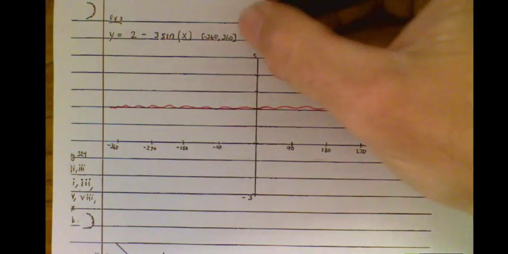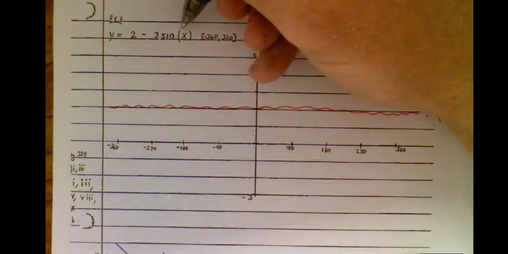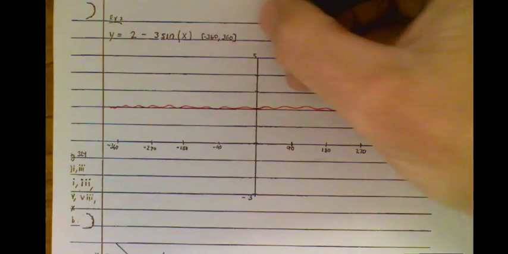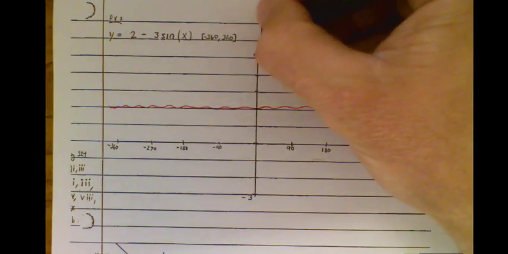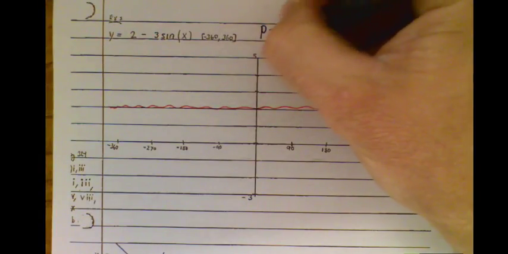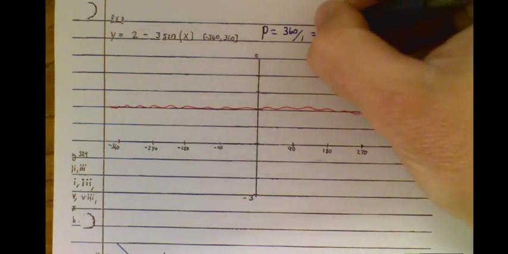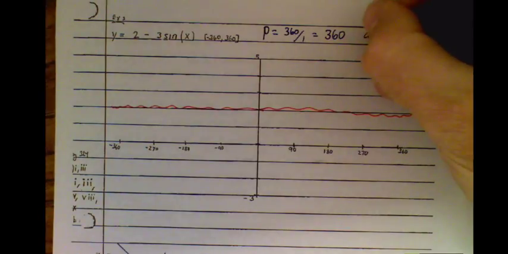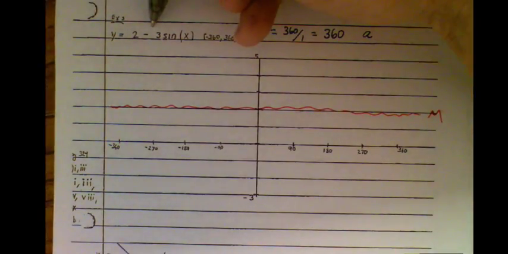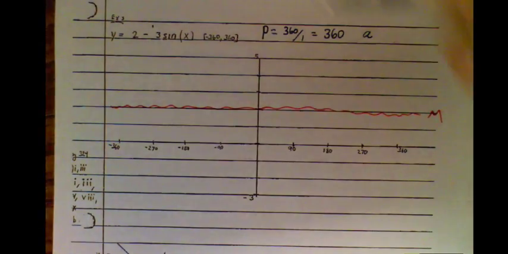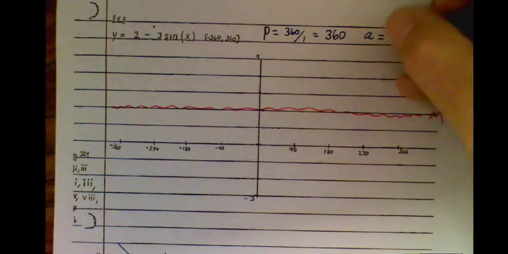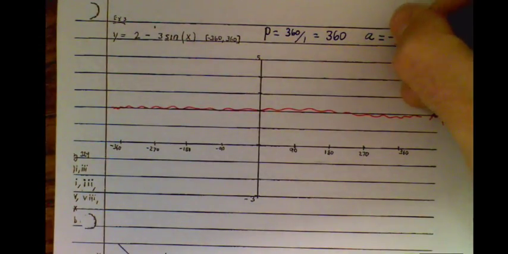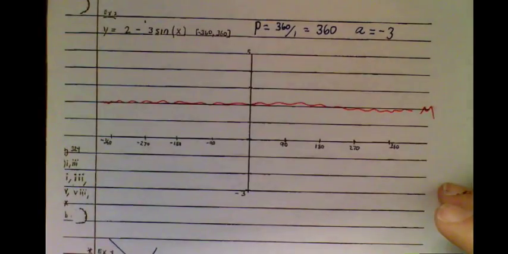I next go to the B value, which in this case is 1. So for this guy, I know the period is 360 divided by 1, which is obviously 360. And the A value in this case is negative 3. So I know I'll be going down 3 units to start this graph.